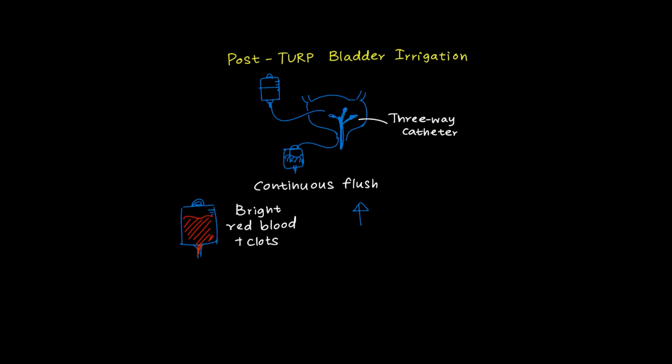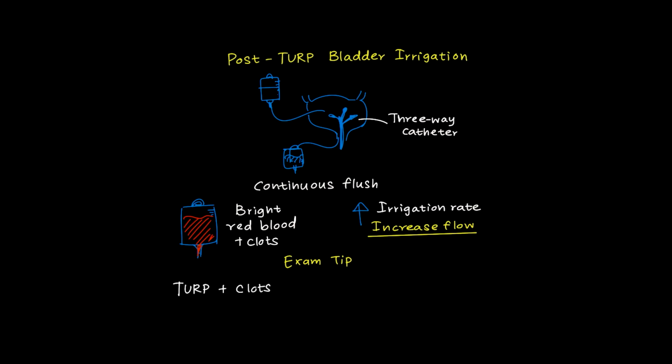So when the nurse sees bright red blood and clots in the bag, the correct move is to speed the irrigation up, not stop it. Faster irrigation flushes the clots out before they can organise into a plug. Once the drainage clears, the rate can be titrated back down.